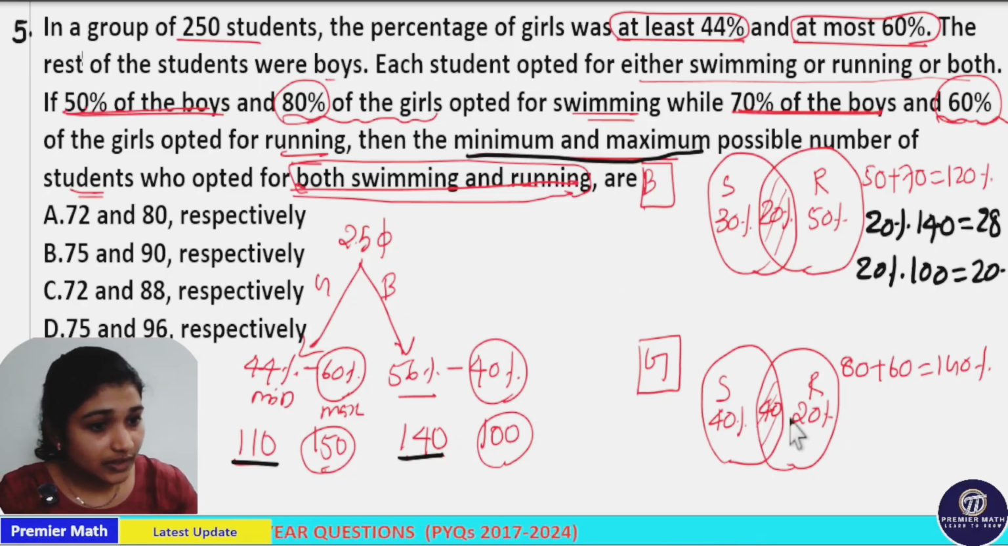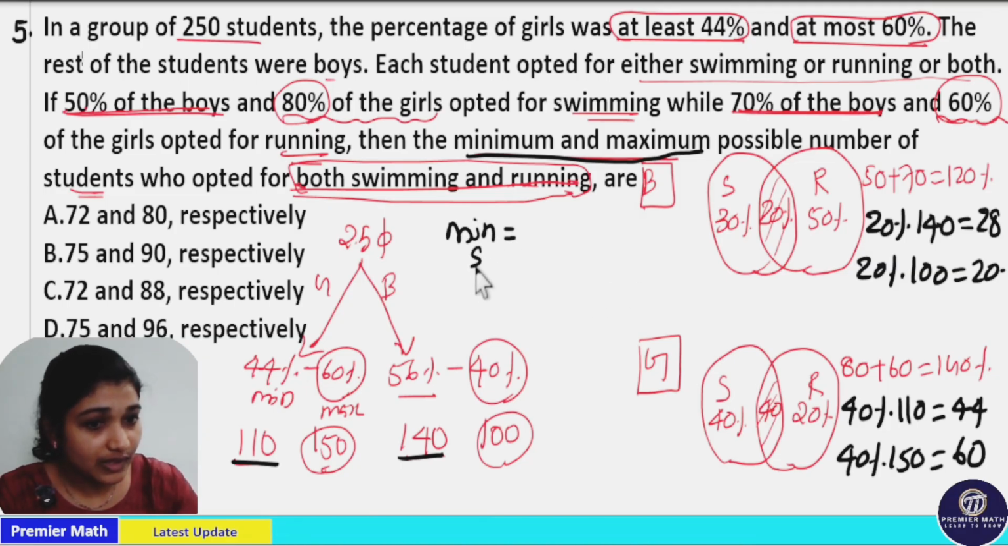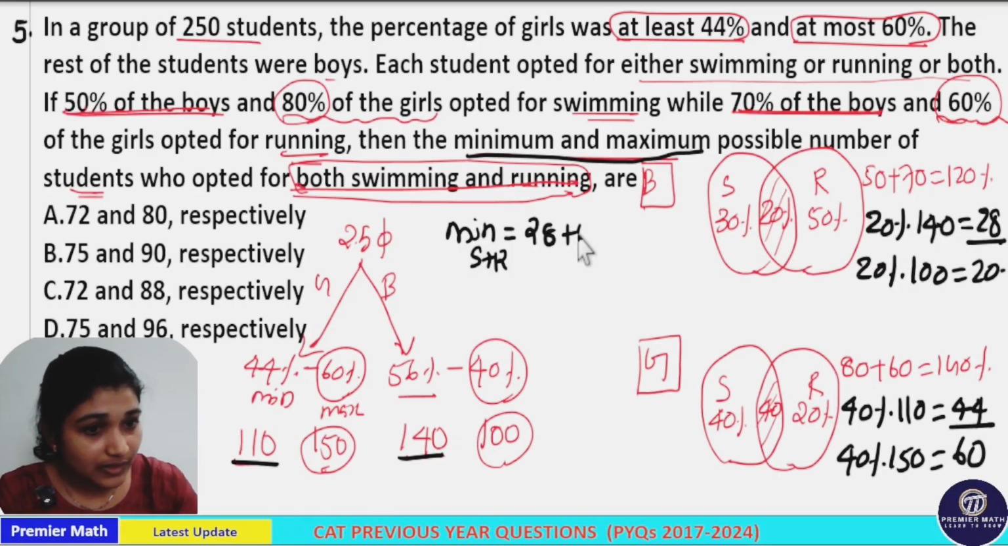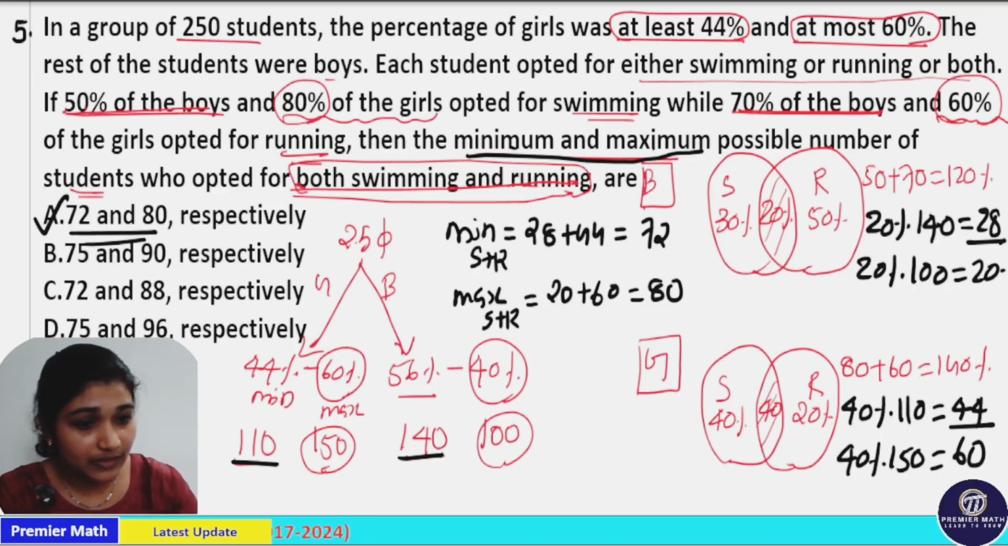Now, regarding girls, here this is 40%. So 40% of minimum girls are 110, which is equal to 11 into 4, 44. And 40% of maximum girls are 150, which is equal to 15 into 4, 60. Now, minimum students opted for both swimming and running is equal to 28 plus 44, which is equal to 72. And maximum students who opted for both swimming and running is equal to 20 plus 60, which is equal to 80. So option A is your answer, 72 and 80 respectively, minimum and maximum.